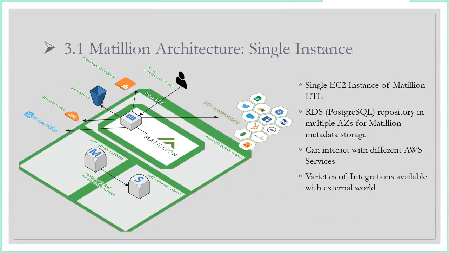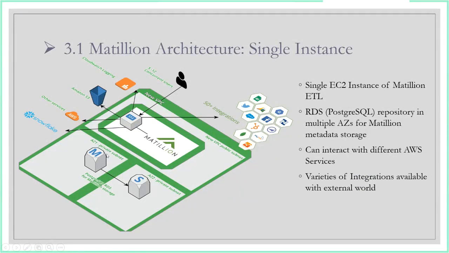Then for Matillion to store some internal metadata, Matillion stores that in a Postgres RDS database. There are two instances, one is the primary and one is the secondary, that is master and slave. The RDS instances get launched specifically in the private subnet.